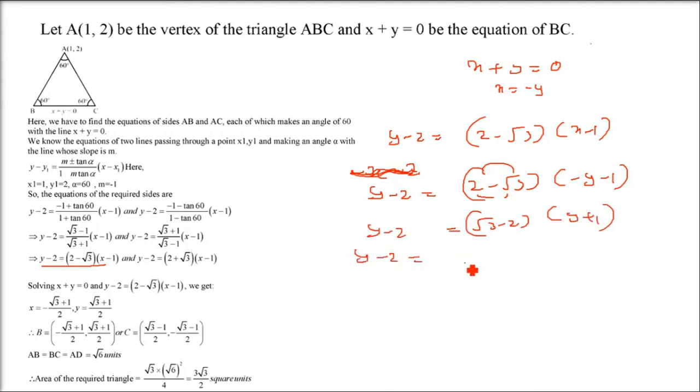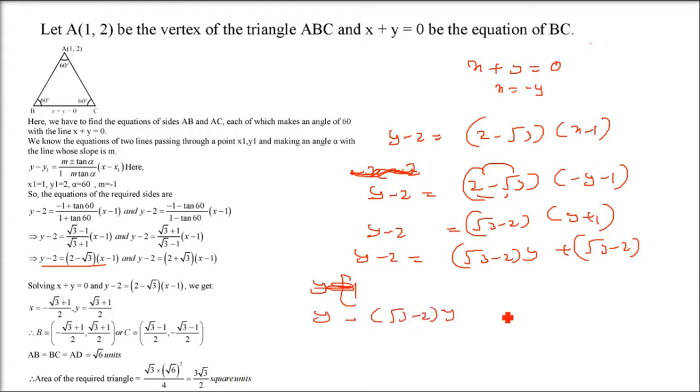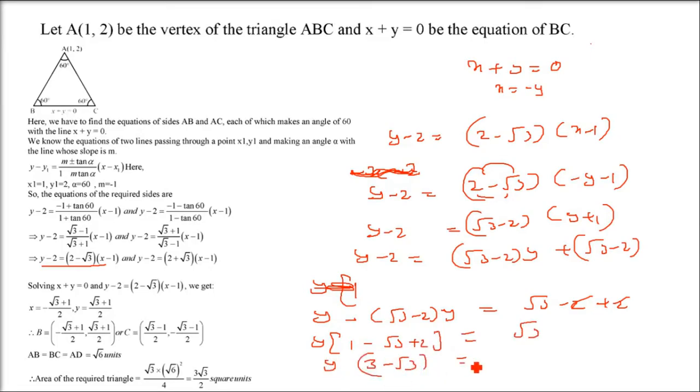Now multiply the right hand side. It is root 3 minus 2 into y plus root 3 minus 2. Now take y together: y minus root 3 y minus 2y equals root 3 minus 2, and this goes plus 2. So this 2 gets cancelled. This is y into 1 minus root 3 plus 2, and root 3. So y into 3 minus root 3 equals root 3. So y will be root 3 by 3 minus root 3.